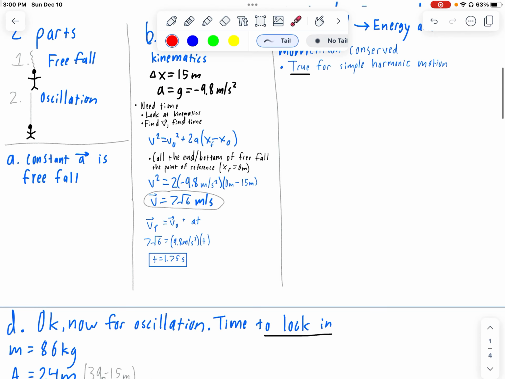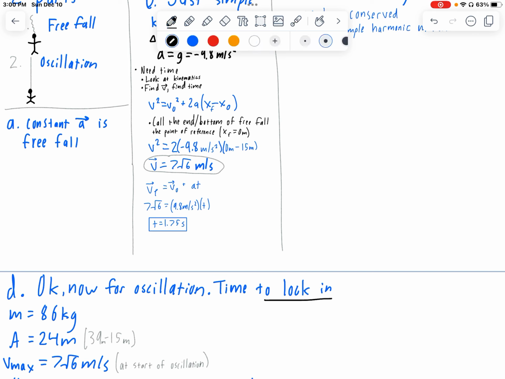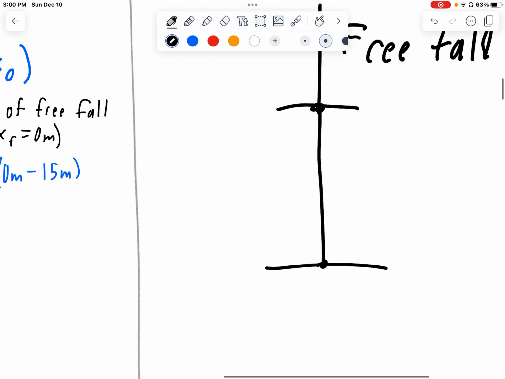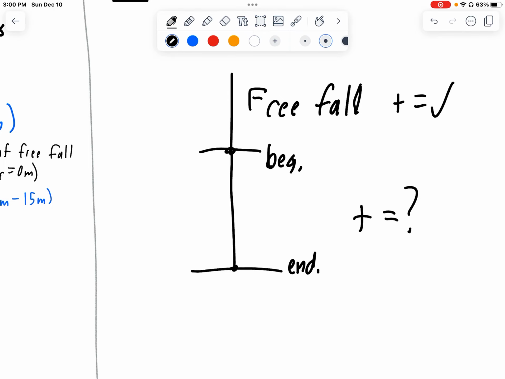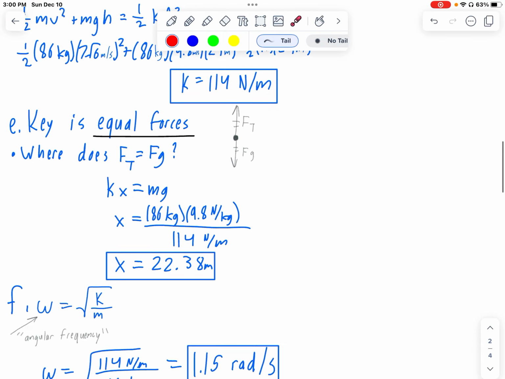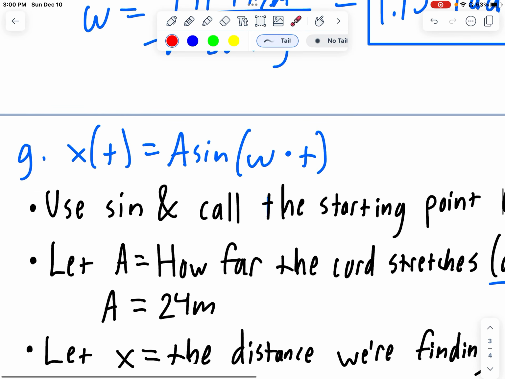So they're basically asking us the time from when she's in free fall. We know that, so that's good. But now what about the time? Well, how long does it take for her to get from, I suppose, the beginning of oscillation to not the end, but I guess when position stops increasing. And that is unknown.